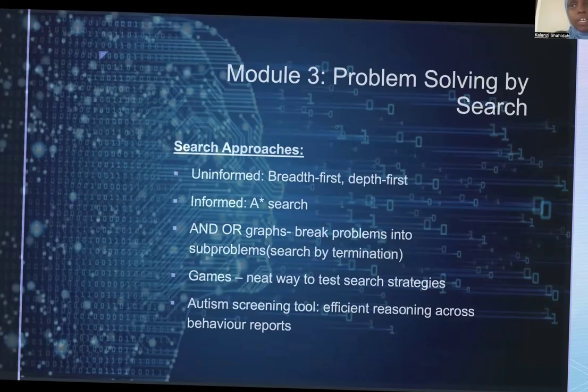Then informed searches, we have A* search. What is breadth first search? The breadth first search will have a single method, and it does not get trapped on dead ends. If you reach a point where you're not getting a solution for that problem, you don't get stuck there. You look for another solution. So that is what the breadth first search focuses on.